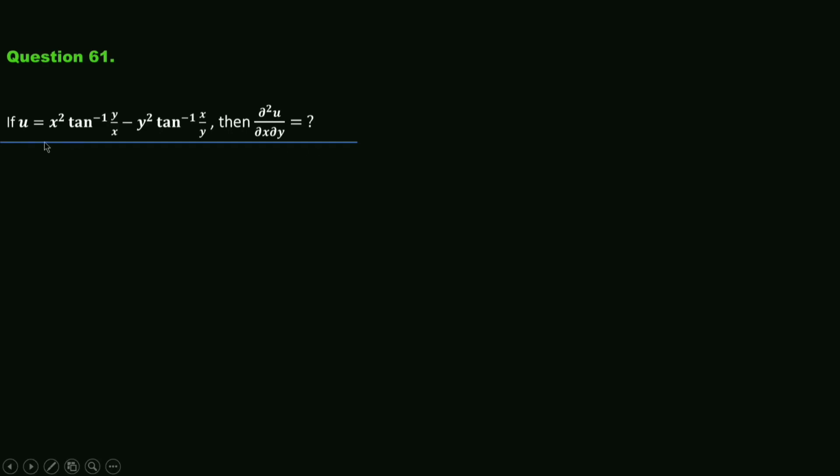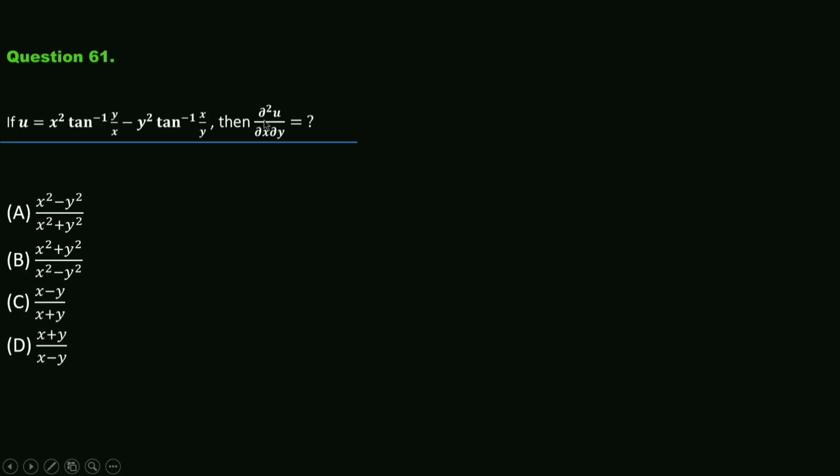Here given is u equal to x square tan inverse y by x minus y square tan inverse x by y. Then what is the value of del square u by del x del y? And options are given as x square minus y square by x square plus y square, another option is x square plus y square by x square minus y square, and x minus y by x plus y, and the last option is x plus y by x minus y.